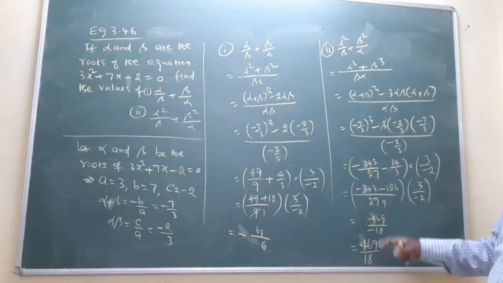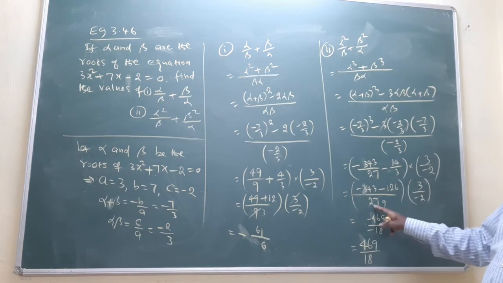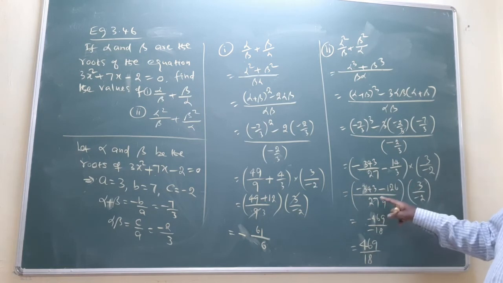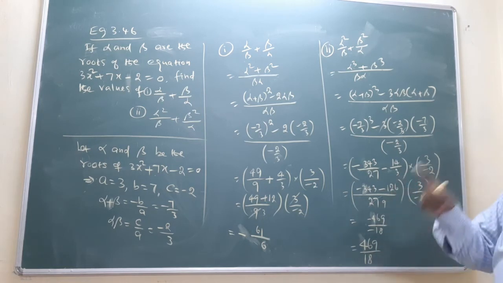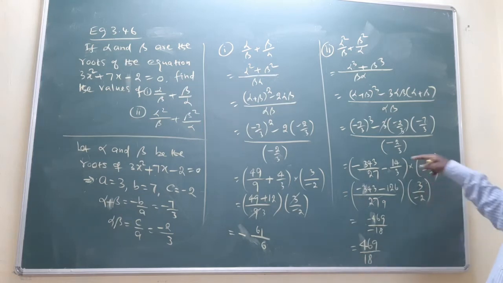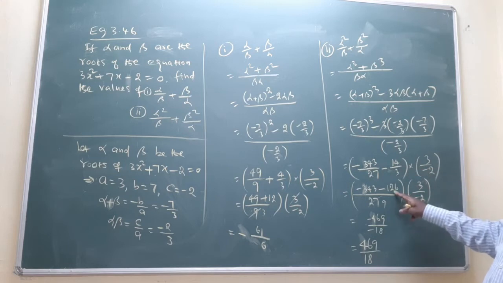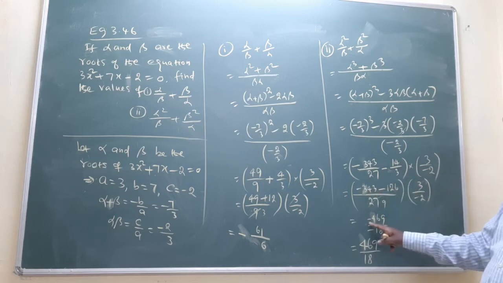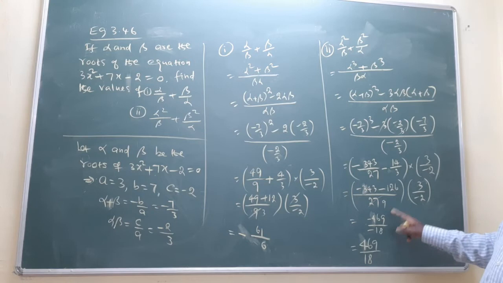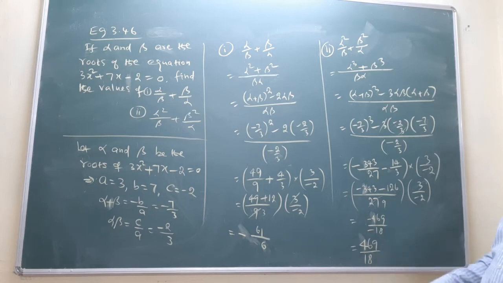Numerator minus 343, but here 3 is there, LCM is 27. In 27, this 3 is 9 times. That's why multiply by 9 here. 9 into 14 is 126. Now adding both, minus 469. This is 3 times, 1 time, 9 times. Multiply both, minus 8, minus 8 cancel.